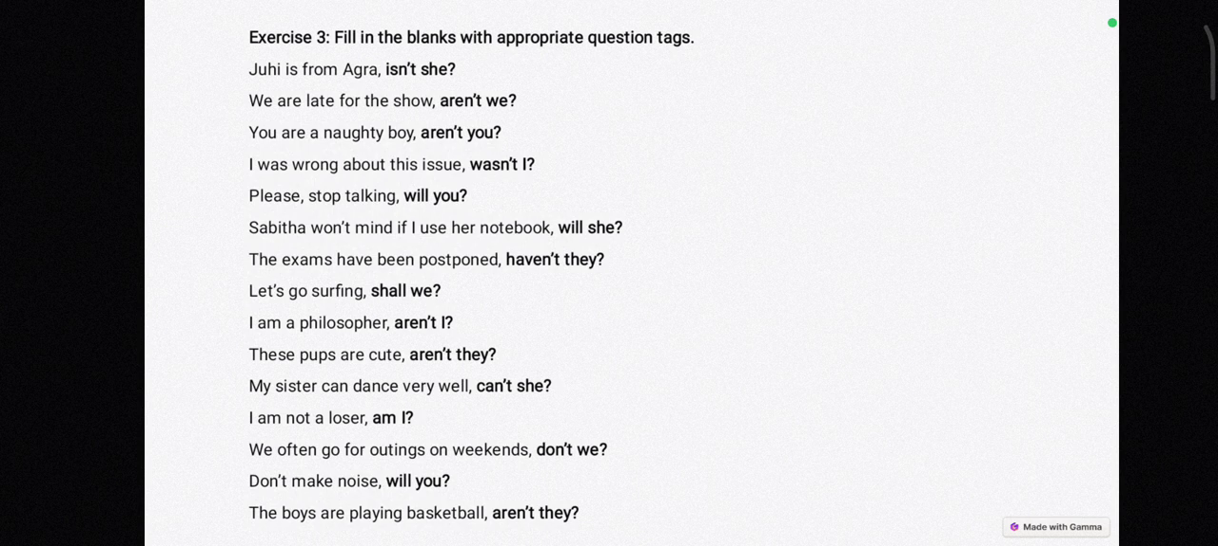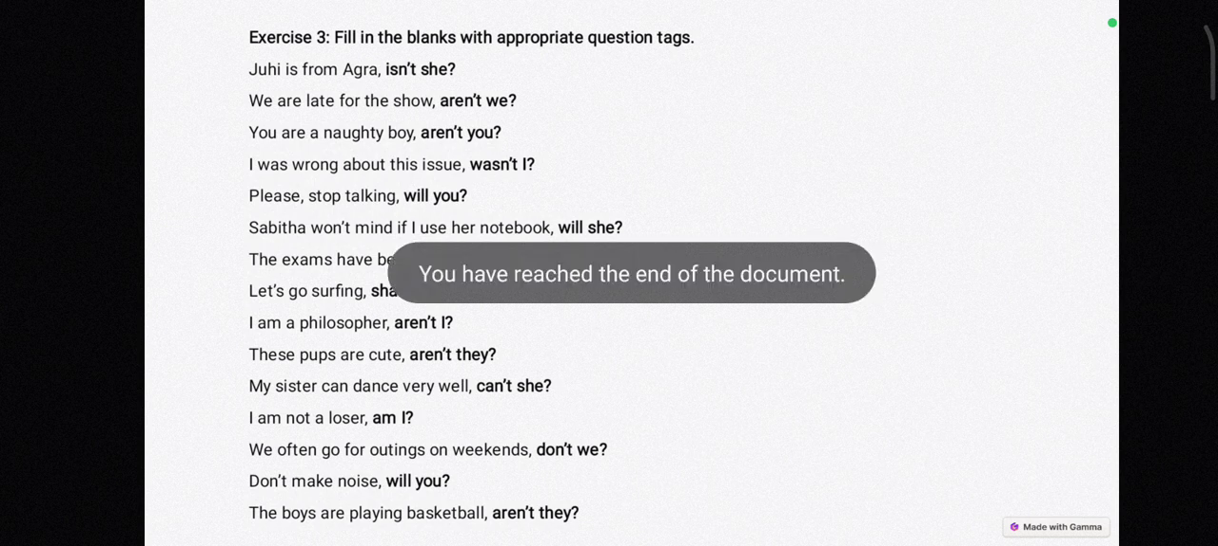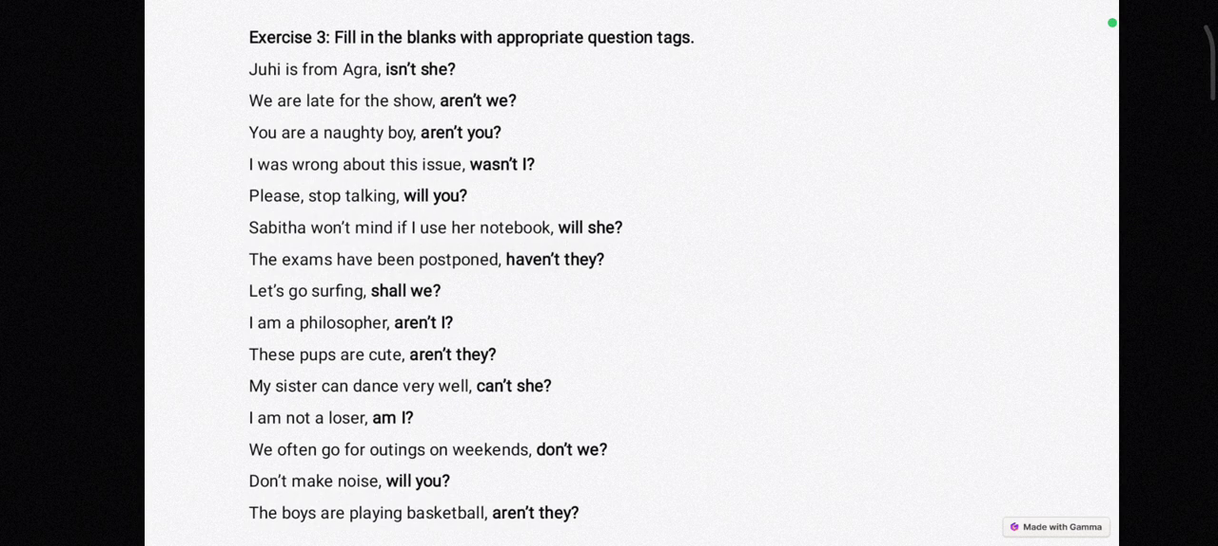We often go for outings on weekends. This is a simple present tense sentence. So you need to use does or do. Here the subject is we, so you have to use the plural one. Don't we? Don't make noise. This is again an imperative sentence in which you use will you as a tag. The boys are playing basketball. Aren't they? So that's all about the exercises in question tags and framing questions.